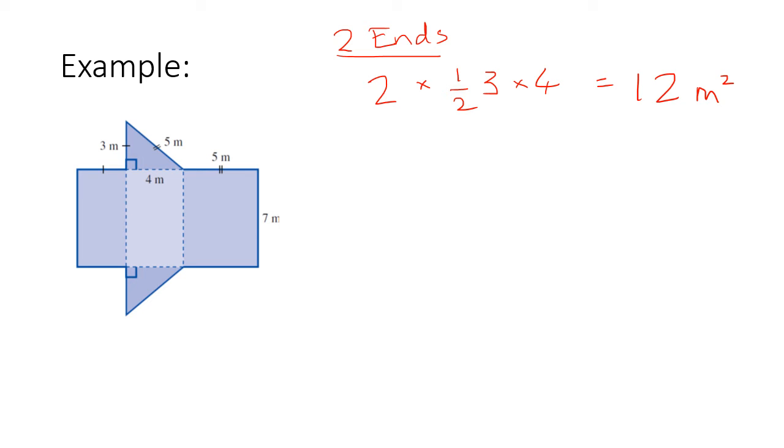Now the sides are all different because one of them is 3 meters. 3 meters there. We've got 4 meters here, and we've got 5 meters here. And they are all 7 meters long. So I've got three sides then.